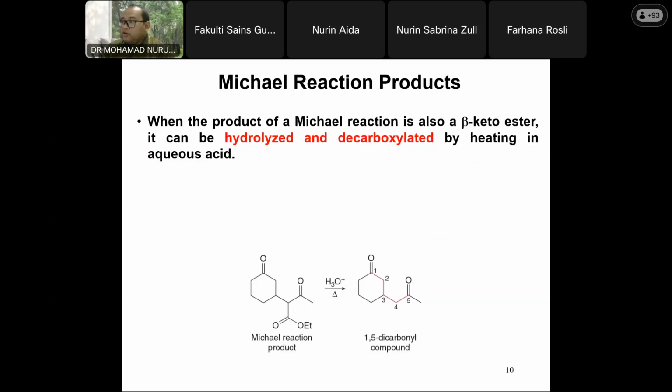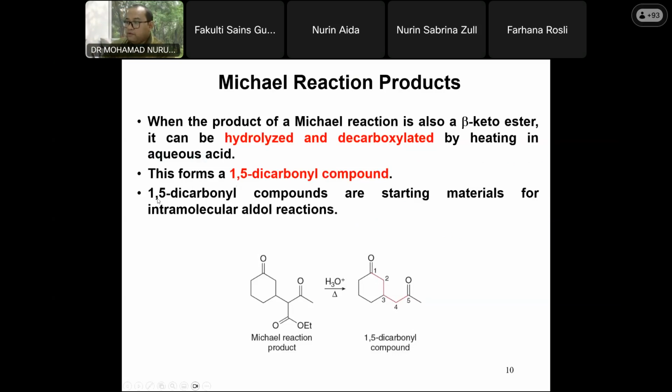and it can be hydrolyzed and decarboxylated by heating in aqueous acid. So this forms 1,5-dicarbonyl compounds, and the 1,5-dicarbonyl compound is also a starting material for the intramolecular aldol reaction. And why do they call them 1,5-dicarbonyl compounds? Because they have two carbonyl groups at position 1 and 5. 1, 2, 3, 4, and 5. That's why they call them 1,5-dicarbonyl compounds.